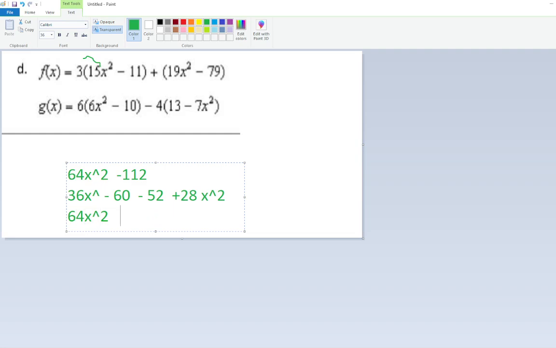And then it's minus 60 minus 52, which is the same as minus 60 minus 40 minus 12. Clearly, minus 112. So they match. This first one expands to that. The second one expands to the same thing. So the answer is D.